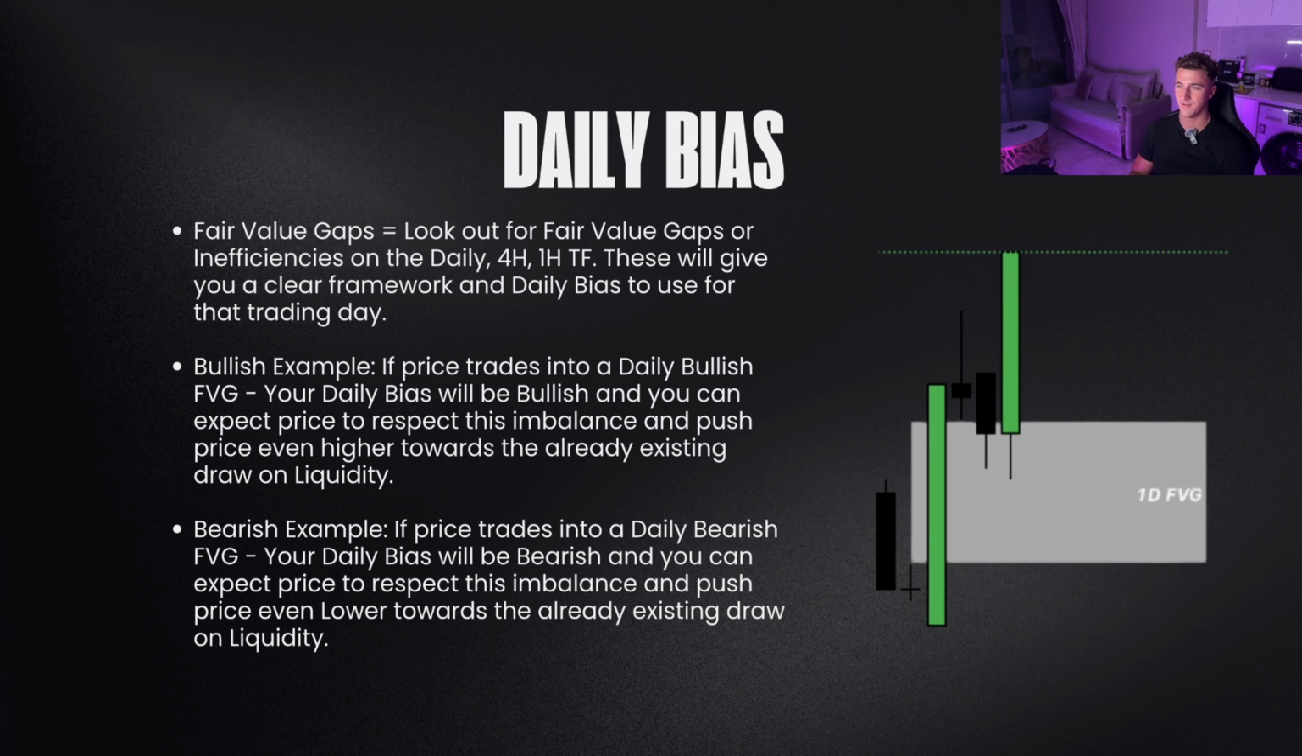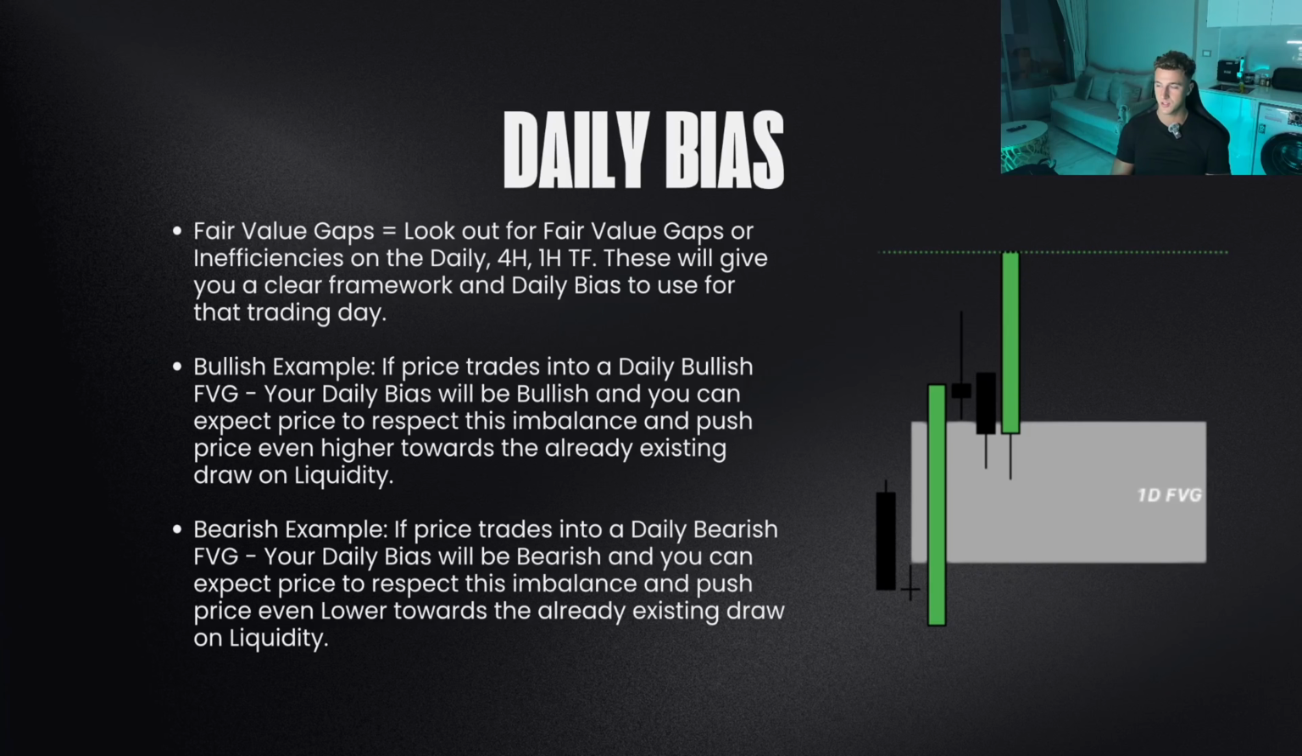So number one, fair value gaps. All right, you're gonna look out for fair value gaps or inefficiencies on the daily time frame, preferably, okay? If you can't find any on the daily, you jump down into the 4-hour, and then you jump down into the 1-hour time frame, right? Don't really go below the 1-hour time frame. Stick to the daily and the hourly charts for inefficiencies, okay? These will give you a clear framework and daily bias to use for that specific trading day.